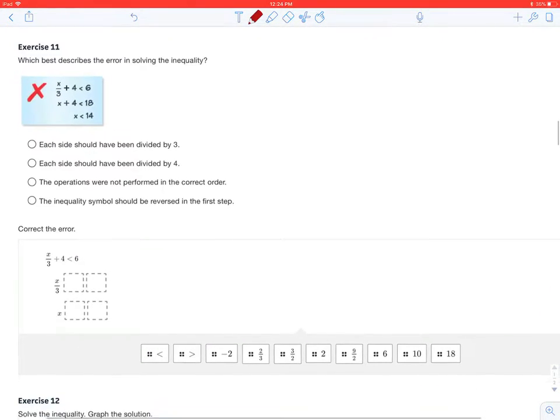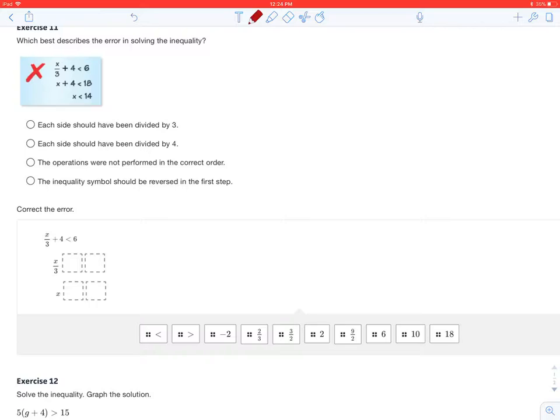On exercise 11, which best describes the error in solving the inequality? Well, the original problem here is x divided by 3 plus 4 is less than 6. And it looks like they got rid of this 3 because I don't see it anywhere over here. And then that 6 turned into an 18. So they must have multiplied both sides by 3 first. And then now in the next step, you can see that the 4 has been removed. And so they must have subtracted 4 because this went from 18 to 14.